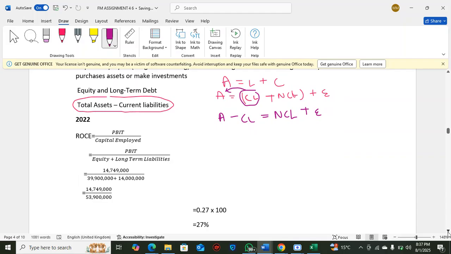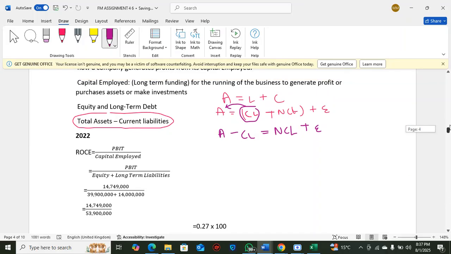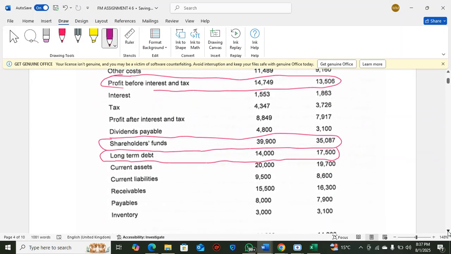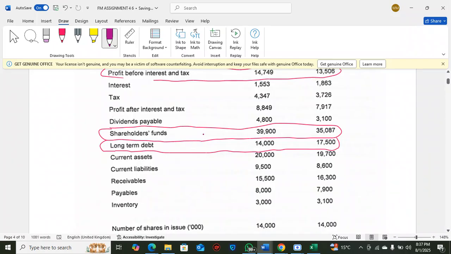They were indicated there in the question. Let me just go to it. Our long-term liabilities, madam, were given here in the question, so we don't need to do assets minus current liabilities. We've got our equity here and long-term debt.